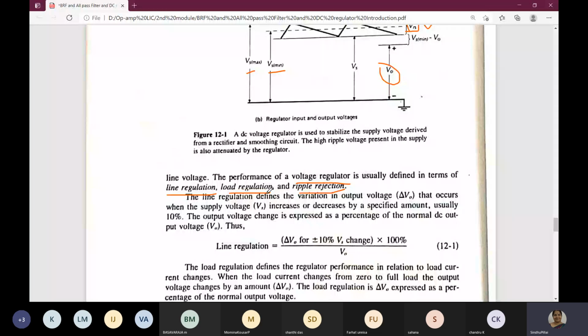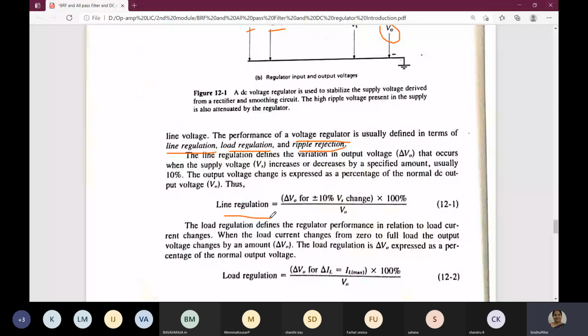So what is line regulation? It is the change in the output voltage. The line regulation defines the variation in the output voltage, which we represent by delta V0, that occurs when the supply voltage Vs increases or decreases by 10%. That output voltage change is expressed as a percentage of the normal DC output voltage. So that is called line regulation.